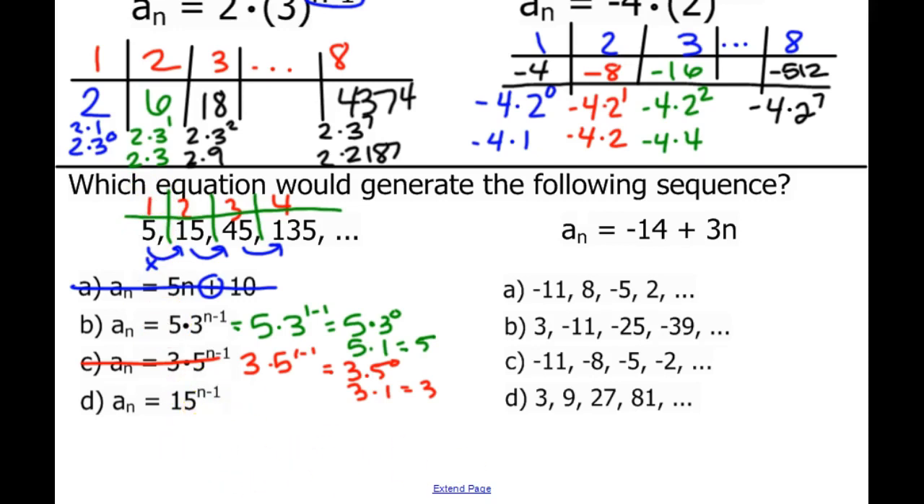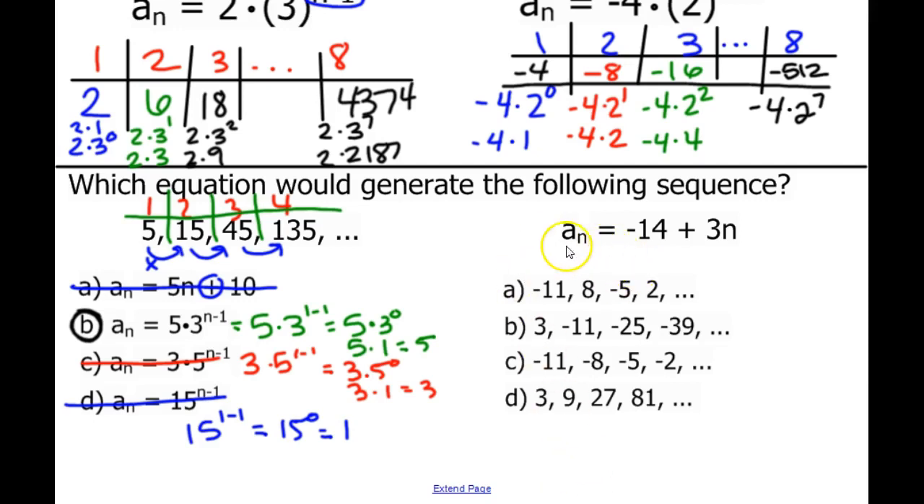And then the last one here, 15, and then 1 minus 1 is 0. Well, 15 to the power of 0 is just 1. So right away, I only had to plug in one number after I knew it was an exponential function or a geometric function. If you wanted to plug in a 2, a 3, and a 4, you could, but we already know we narrowed it down.